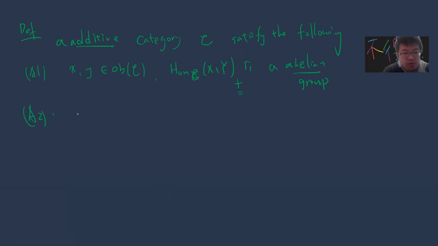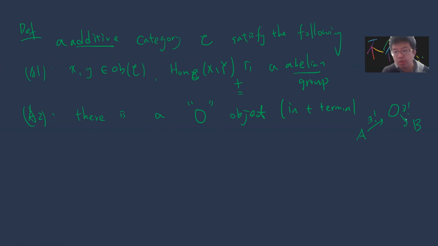Second, there is a zero object. The zero object, as I previously defined, is both the initial object and the terminal object. So basically, zero means that there exists a unique morphism from any object to zero, and for each object there's also a unique one from zero. In the category of abelian groups, this zero object is just the identity group. Third, the biproduct exists.